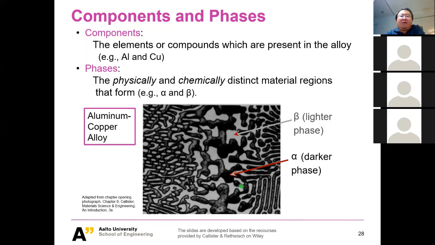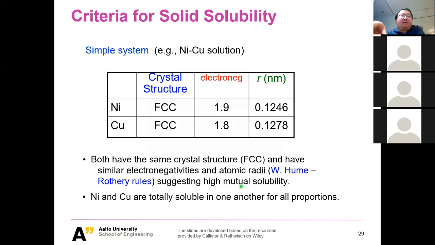The lighter one is the so-called beta phase, and the darker one is the alpha phase. So these are two solid phases. And what are they inside? They are not purely copper or purely aluminum. Actually, they are a solid solution. So it is copper in aluminum and aluminum in copper. It's a solid solution. You will see more about this microstructure later. Here I'm just trying to give you the concept of these two important definitions, components and phases. So finally we know what a phase is.